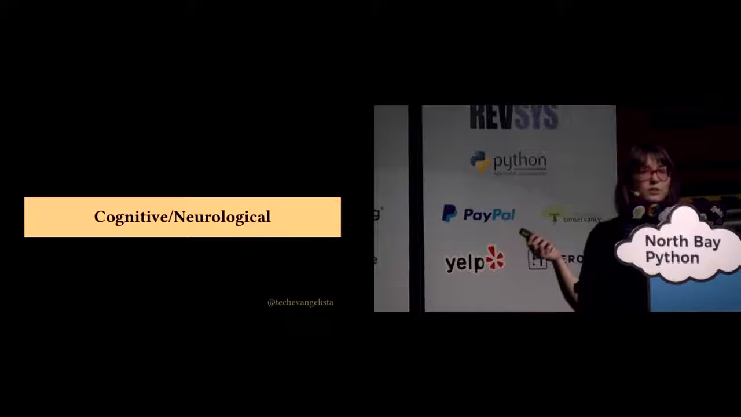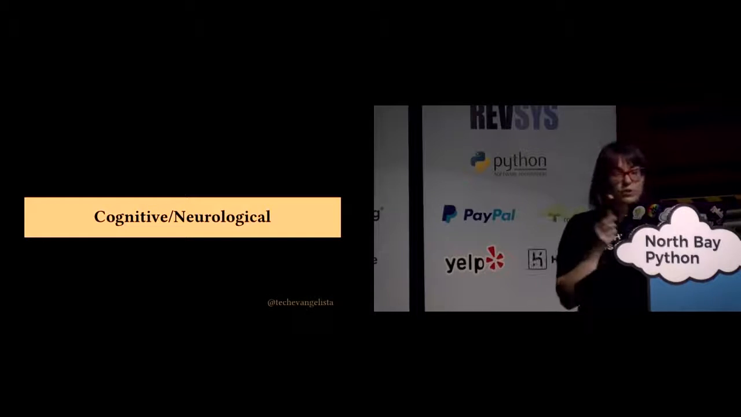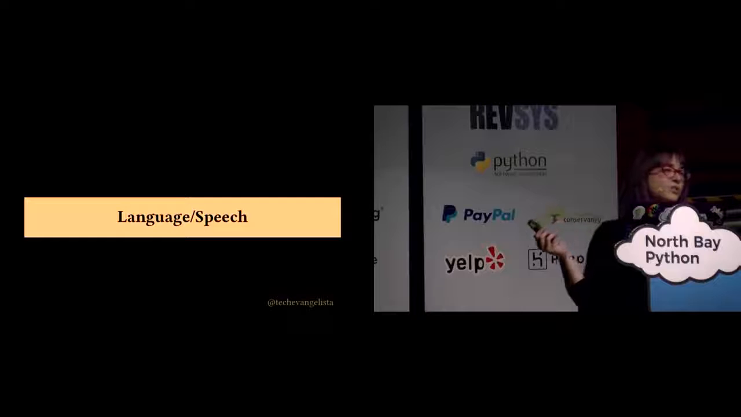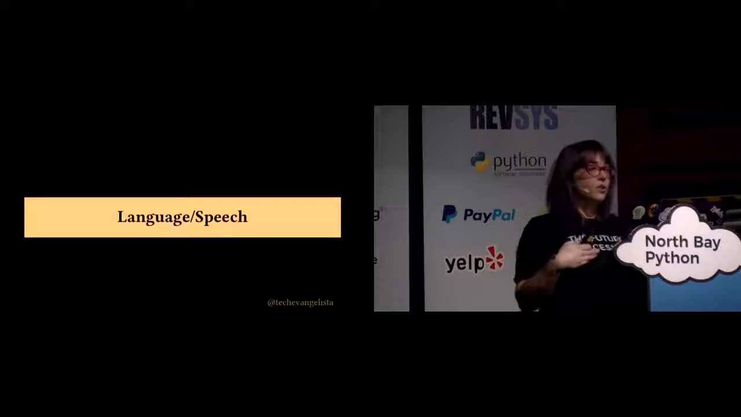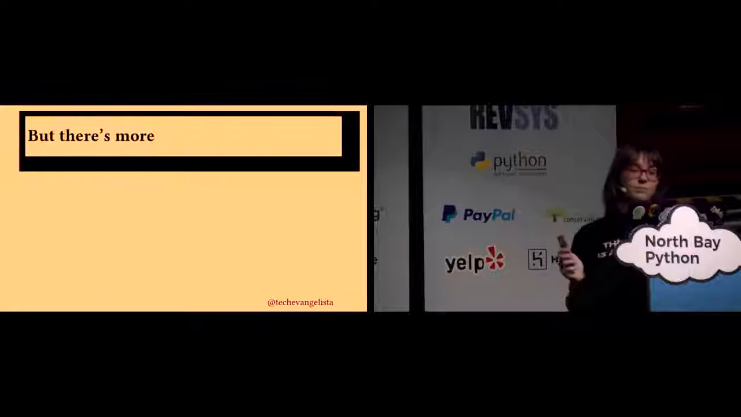Cognitive and neurological is the biggest category. So that spans from like autism, ADHD, PTSD, and various other issues. And finally, language and speech, which is a lot more important now that we have stuff like Alexa and Siri and other ways of interacting with our technology through speech. So if people can't speak or can't speak well, that can affect their usage of that stuff.